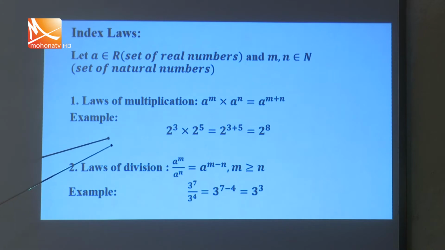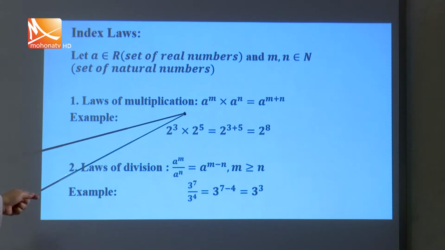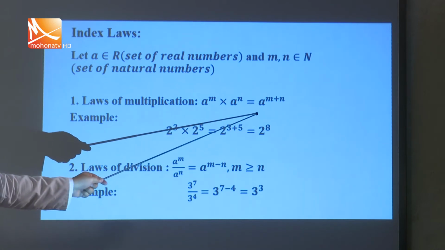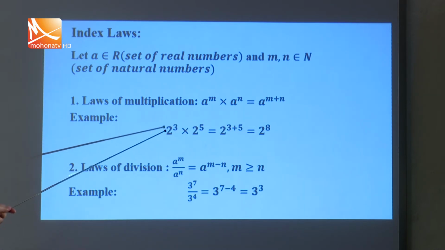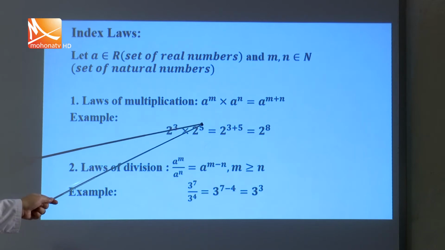Let's see an example. We have 2 to the power 3 into 2 to the power 5 here. So, we will get 2 to the power 8. How can we get them? By adding this power 3 and 5.